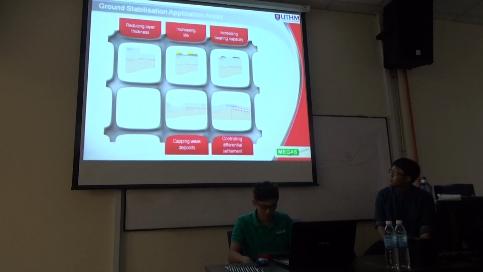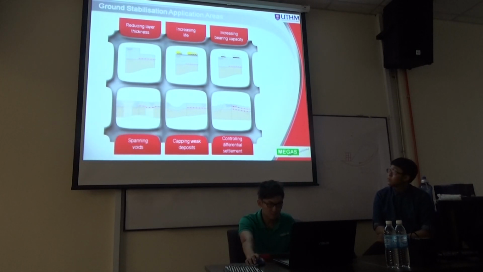Next, capping the weak deposit. Most of the time, sometimes we create, for example, a construction access road. Construction machinery normally is quite heavy. Some of the sites may have weak deposit or high water level. When the construction vehicle is trying to access in, it will have a bearing failure, which causes an overturn of the machinery. This is very useful for capping the weak deposit so that you won't have the bearing failure problem due to the heavy load of the construction machineries.